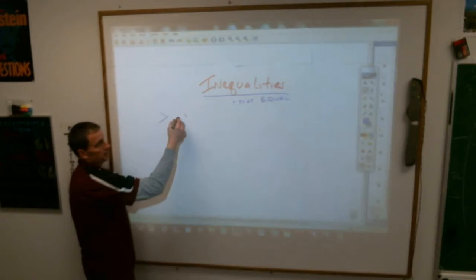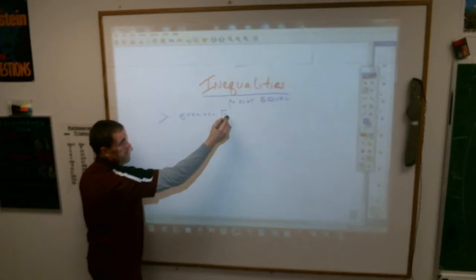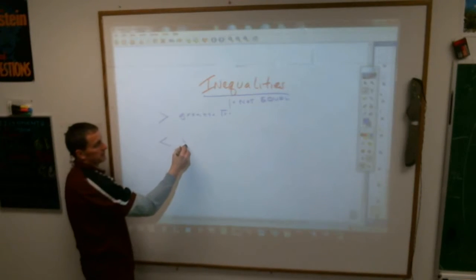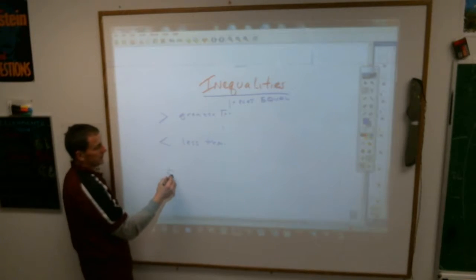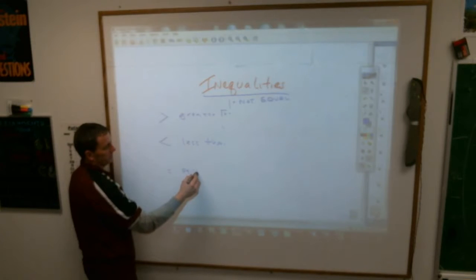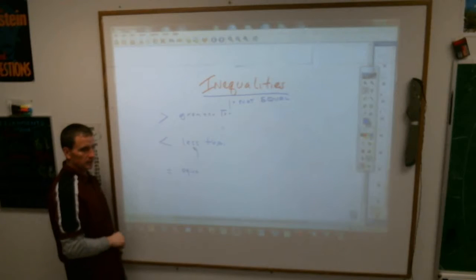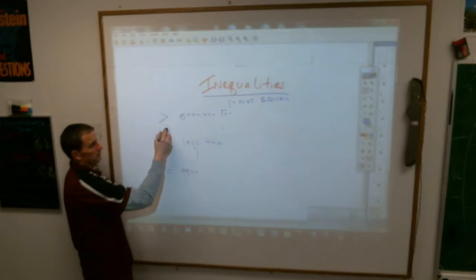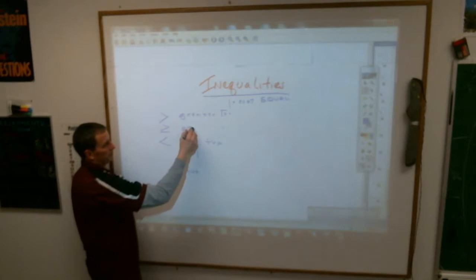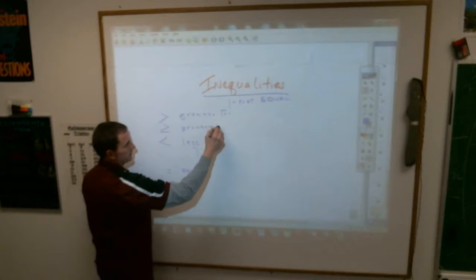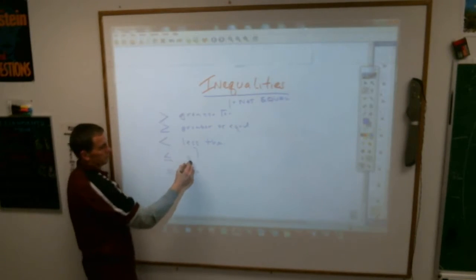You have the greater than sign. You have the less than sign. We do have the equal sign. I'll just put that down there because it's one of those, even though it's not really an inequality. But don't forget, we have a couple other ones stuck in the middle of there. You have the greater than sign with a half equal sign under it. That means it's greater than or equal to. And you have the less than or equal to sign.